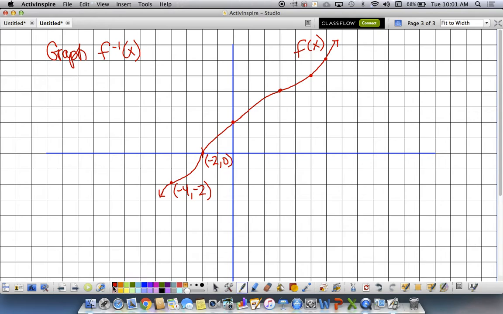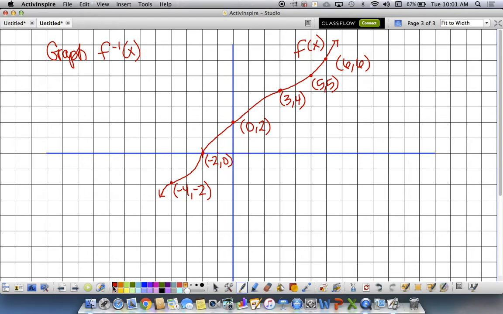Here's another point up here. It's 0. I didn't go right or left anywhere, but I went up 2. Then 3, 4. This should be (4, 3). Then 5, so (5, 5). And this one should be (6, 6).